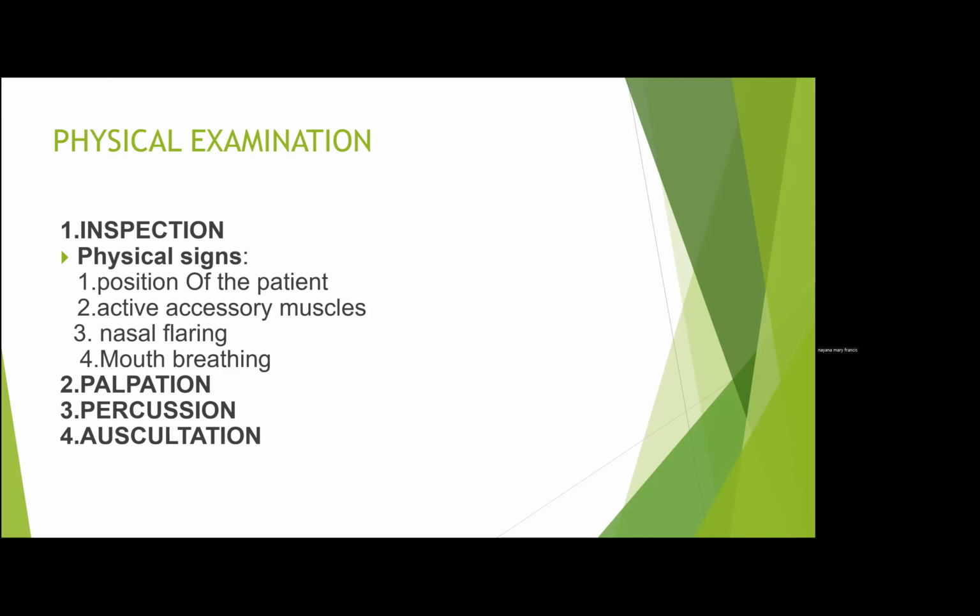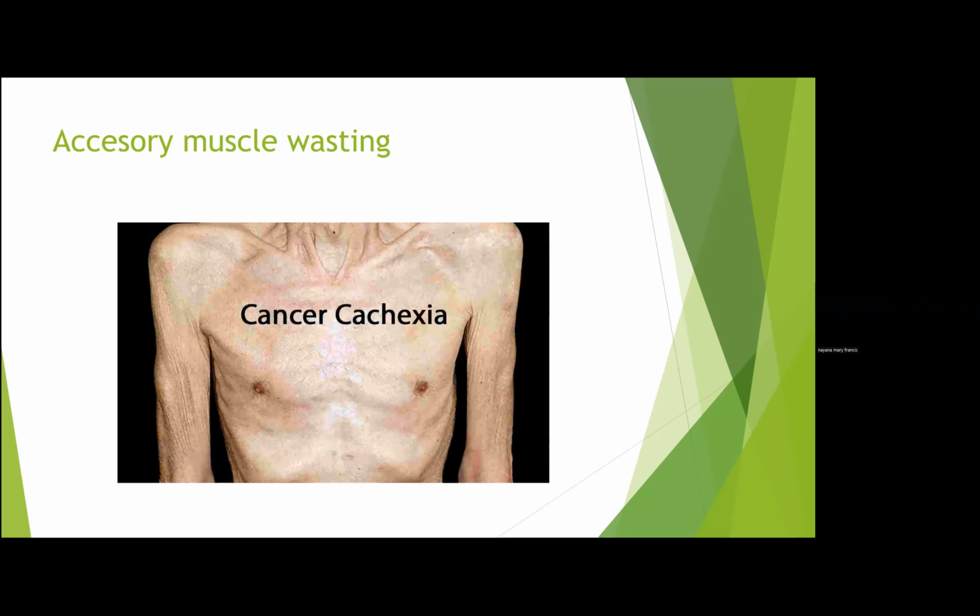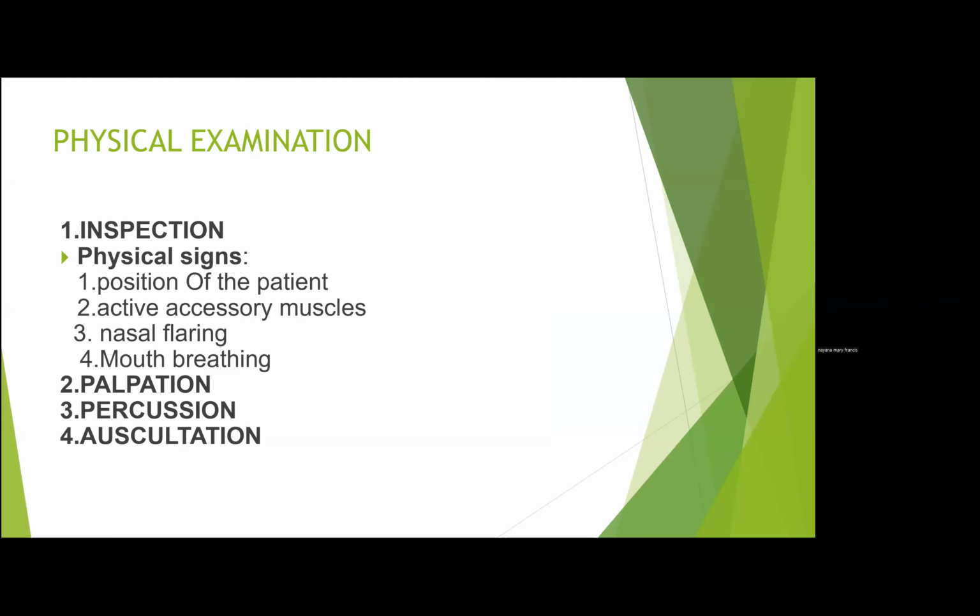Most of the time, these patients with breathlessness will be in a propped up position, and sometimes they'll be lying down also. So we have to position the patient. If the patient is having breathlessness, we'll talk about it later. But still, physically, most of the patients will be in a propped up position. They'll have active accessory muscle involvement, nasal flaring, mouth breathing. I'll show the pictures. Propped up position means the patient will be in semi-Fowler's position, and active accessory muscles.